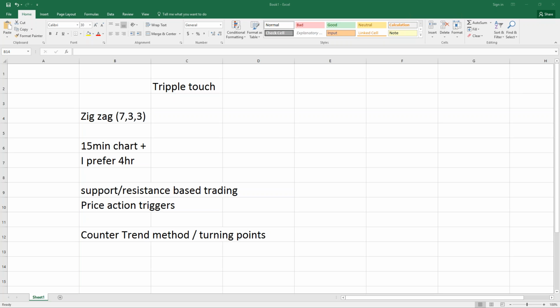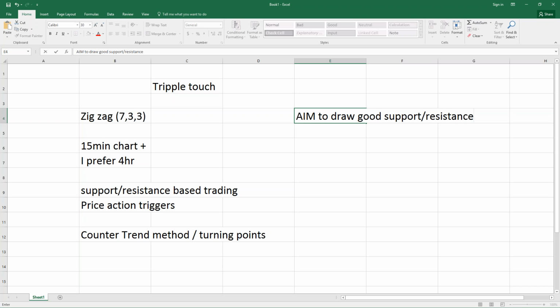So the aim now is going to be, our aim is to draw good support resistance lines. Okay, that's the aim. So let's bring on a chart and let's talk about this.